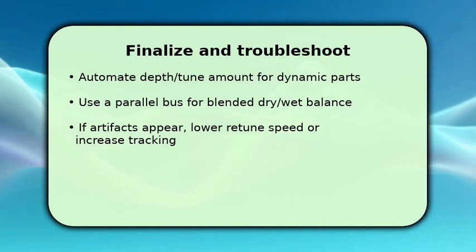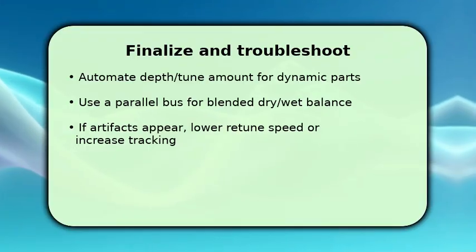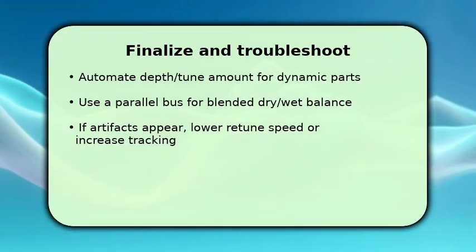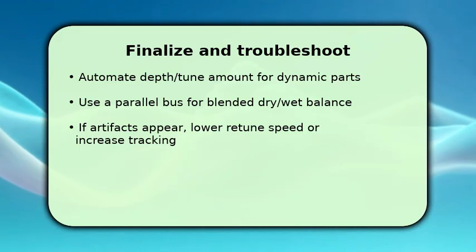Send the vocal to a parallel bus if you want to blend the processed sound with the dry voice for warmth. This preserves transients and avoids overprocessing.